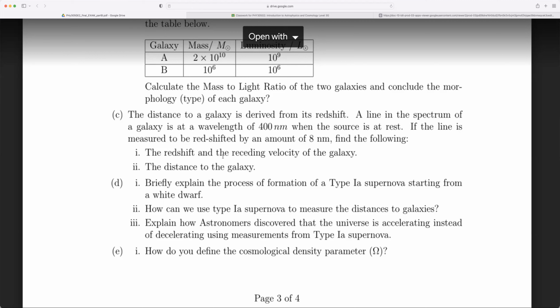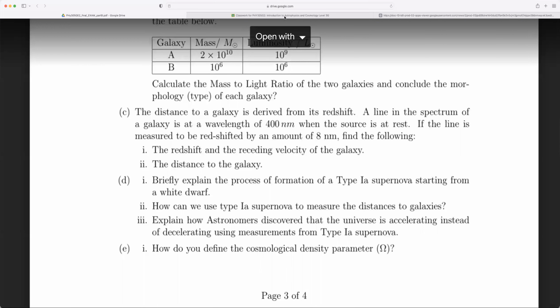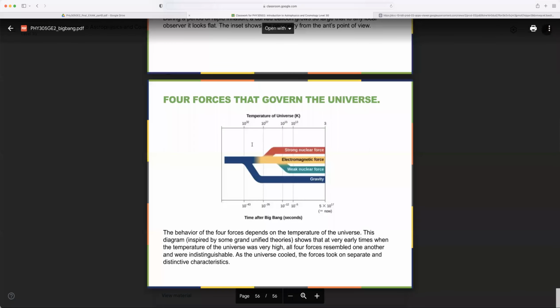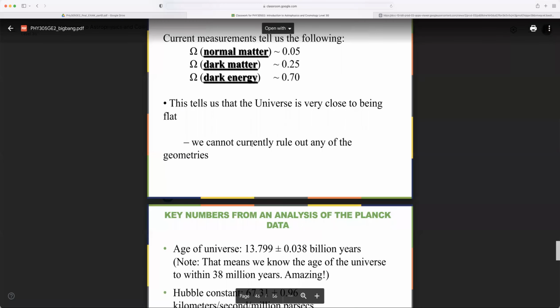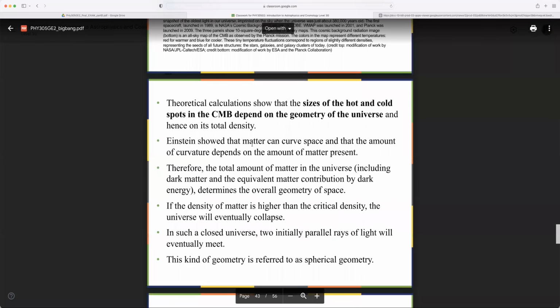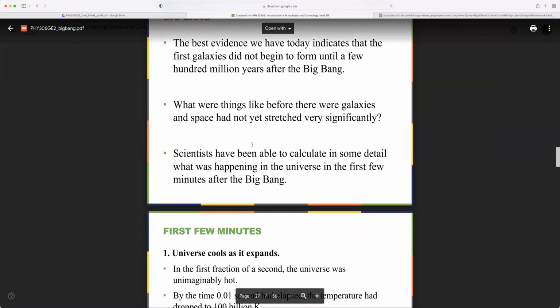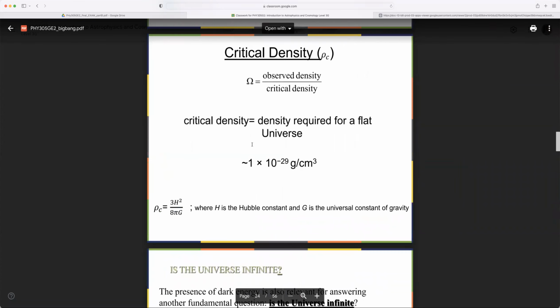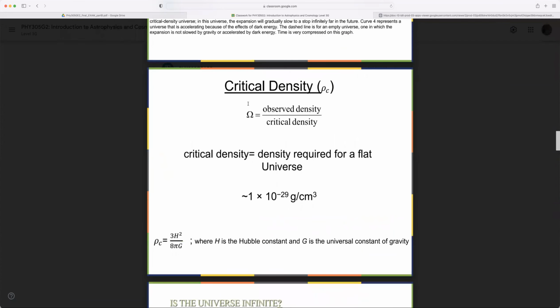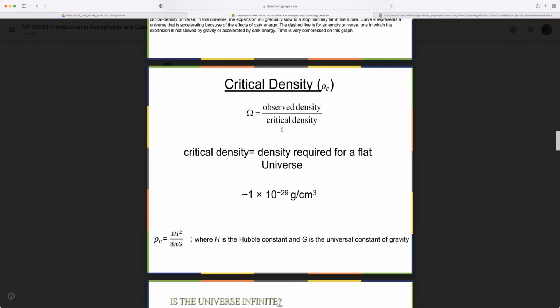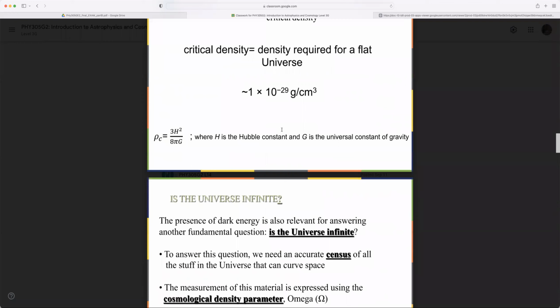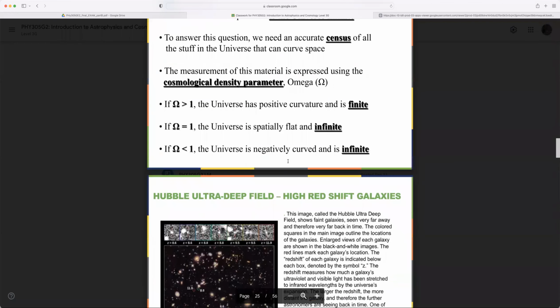And then the last question was, how do you define the cosmological density parameter? And to be honest, that's something that you have to remember in this scale because we are not proving it. Here is how you define the cosmological density parameter. So that is the observed density of the universe divided by the critical density of the universe, right? And based on that, we will define the fate of the universe.